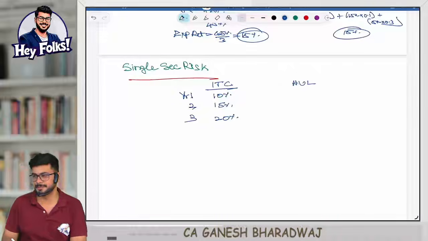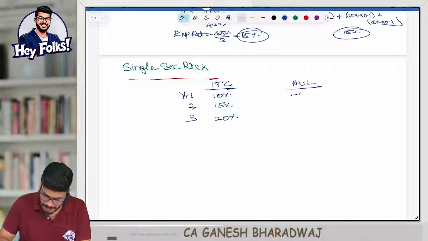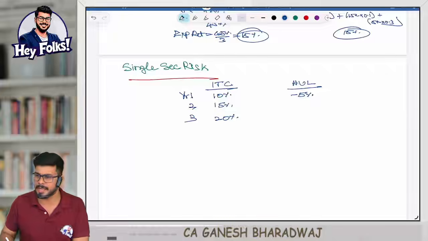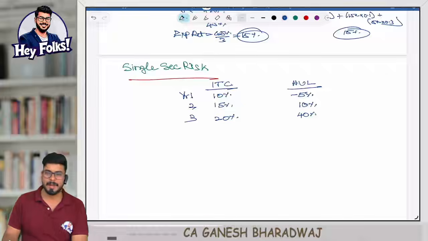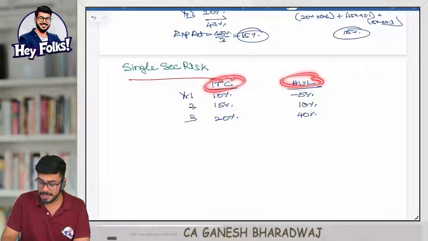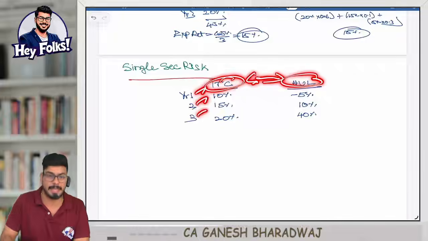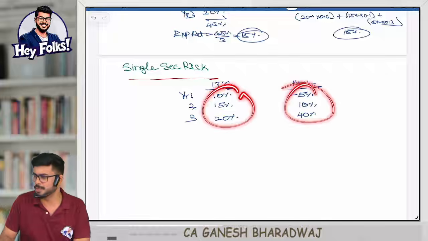Is that clear? Now, how about HUL? Guys, these are not actual figures of ITC and HUL. I'm just giving you an example. Now, how about HUL? Let us say in year 1, it gave minus 5%. Can return be negative? We just saw. Yes, very good. Next, year 2, it gave a 10% return. And year 3, it gave a 40% return. Now, you guys tell me, looking at these two shares with 3-year data, ITC, HUL, right?